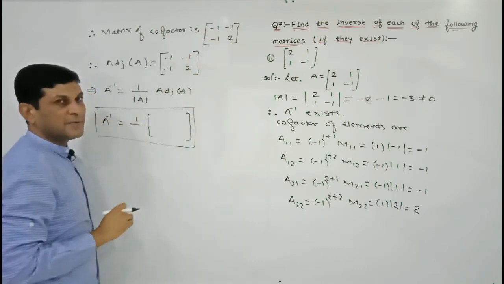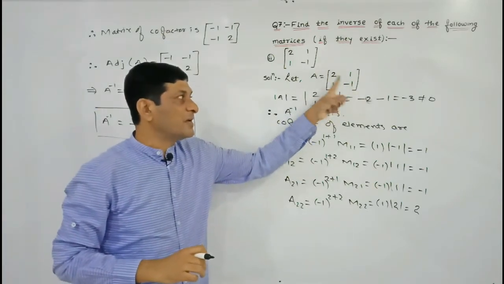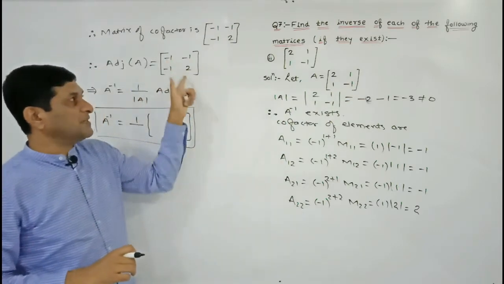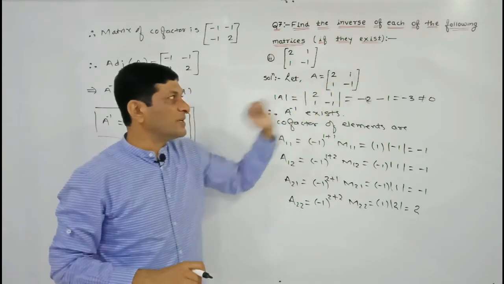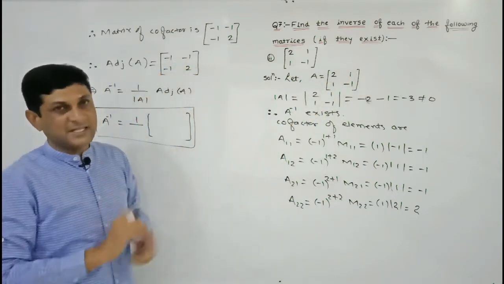Now to check whether our answer is correct or not, check that these two elements will get interchanged or not. Here 2 इधर आना चाहिए, -1 इधर आना चाहिए. So yes, first condition is satisfying. Second condition, ये दो element के sign change होने चाहिए, and we can observe that their sign will get what? Change. Means our answer is correct.